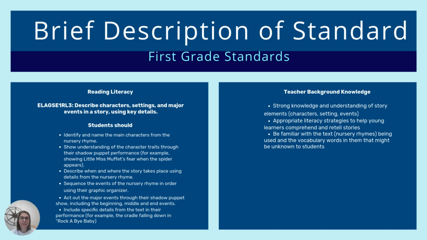For the reading standard in this lesson, students need to be able to identify the main characters and setting in their chosen nursery rhyme, and they need to understand character traits and how that might affect their character's reaction in their puppet show. And then they need to sequence events in order using differentiated graphic organizers. Then they need to act out the major events in their nursery rhyme, including telling the beginning, the middle, and the end of their rhymes and focusing on specific details that happened in their rhymes.